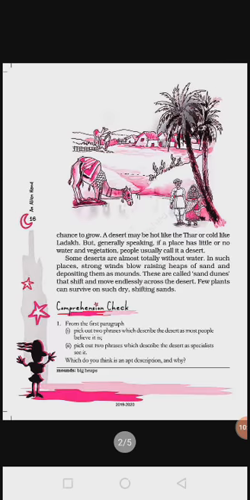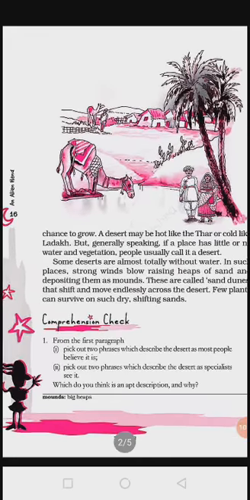These are the two facts generally most people believe. Most people believe that it is dry, hot, and waterless. There is no vegetation. There is no rain. This is the fact. Then second one: pick out two phrases which describe it as specialists see it.